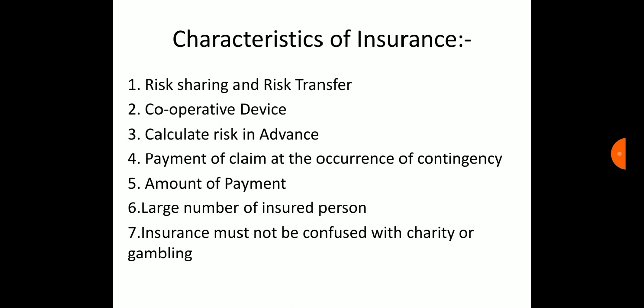Fourth, payment of claim at the occurrence of contingency. The payment is made on the happening of a certain insured contingency. It is true for all non-life insurances that payments will be made on the happening of the specified contingency only. Fifth, amount of payment. The amount of payment depends upon the value of loss suffered due to the happening of the particular insured risk, provided insurance is there up to that amount.